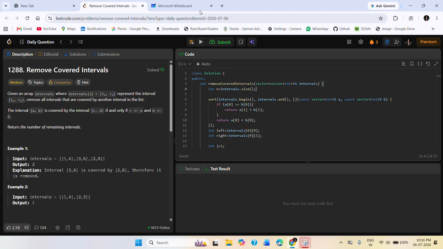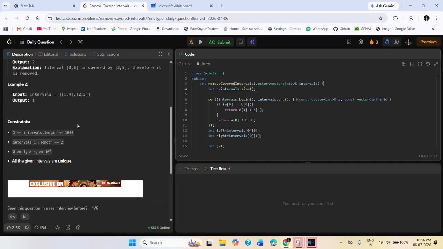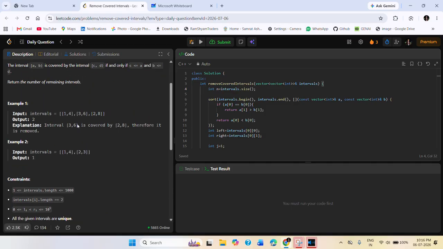Today's LeetCode daily streak is Remove Covered Intervals. This is a medium level question on LeetCode, and we can solve it by the brute force method, but I will tell you the optimized solution in the easiest way.